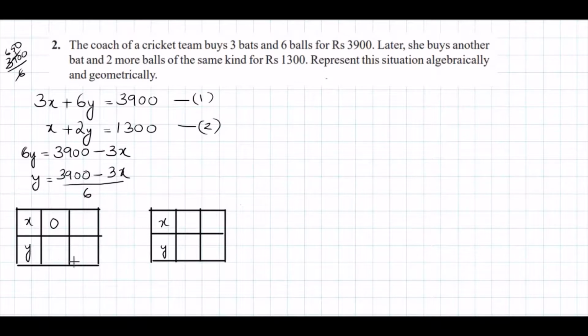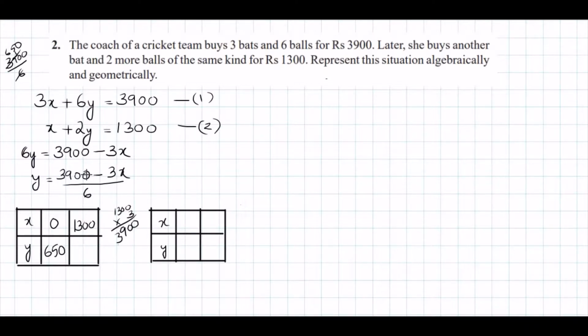So you get 650. And in a similar way, try to give a value for x such that this term will be 3,900. So you have to give 1,300. When you give 1,300, 1,300 into 3 is 3,900, so you get this value as 0. So the y value will become 0. So give x as 1,300.